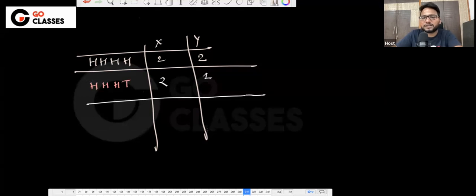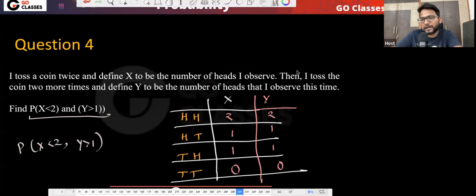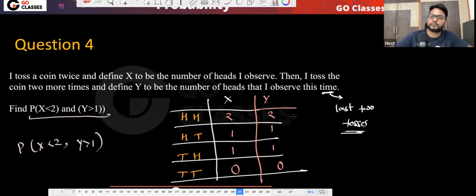No, number of heads this time. The language might be confusing, but this time means the number of heads in the last two tosses. So here y is defined like that. Since I typed this question, I know what I meant. So this time means the last two tosses only.